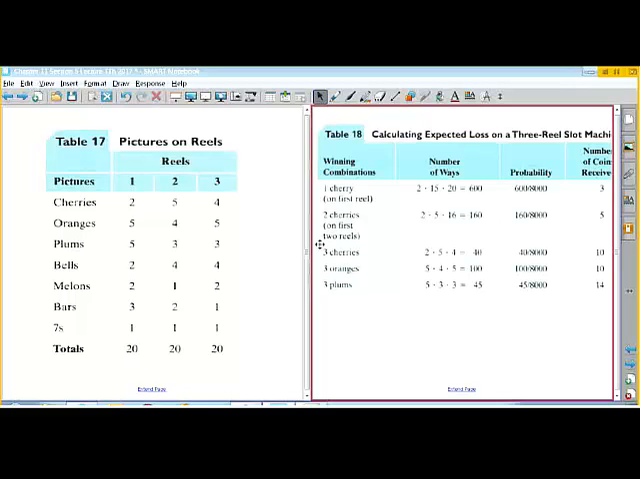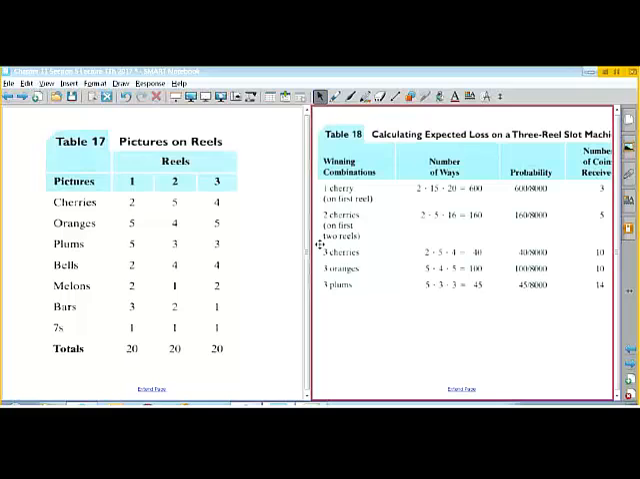So they call them reels. I think it's kind of like a movie reel. So these are the different images. On the first reel, there are 2 cherries, 5 oranges, 5 plums, 2 bells, and so forth, up to a total of 20 different pictures. Then you've got the arrangements in the second reel and the third reel. The question is, here are the different winning combinations. 1 cherry on the first reel. So you've got 2 out of the 20.